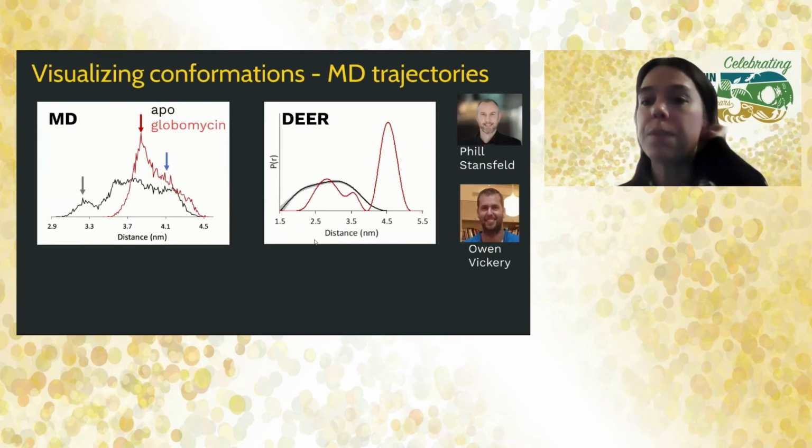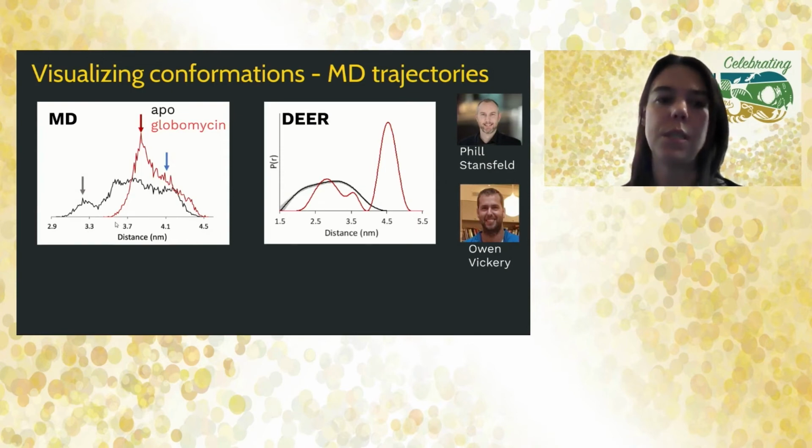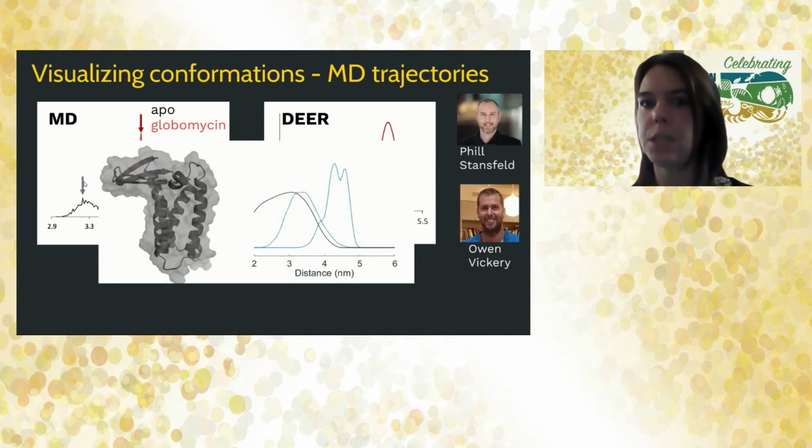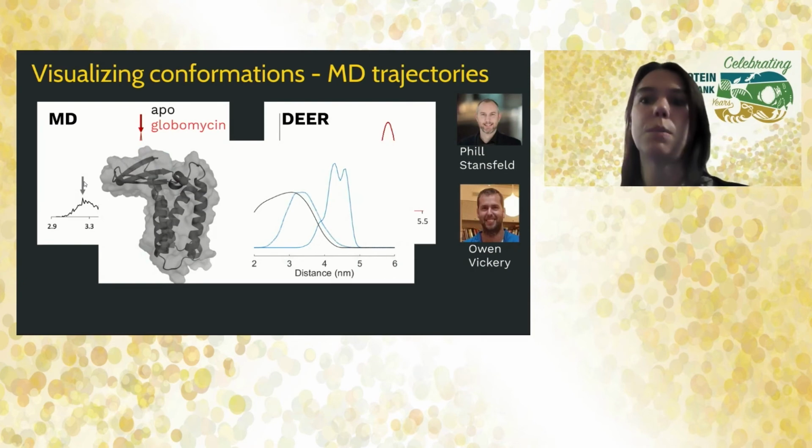We also collaborated with Phil Stansfeld in England and used molecular dynamics to probe these conformations, all so that we can visualize what we're capturing in DEER. What you can see are the C alpha distances between these two residues for the apo and the globomycin bound structures. I'm taking a snapshot, or a structure, from each of these regions of the molecular dynamics simulation and fitting it to the DEER in the same way we did the crystal structures. Then we can visualize multiple structures that might fit the data, and as we get more data, we can refine it.